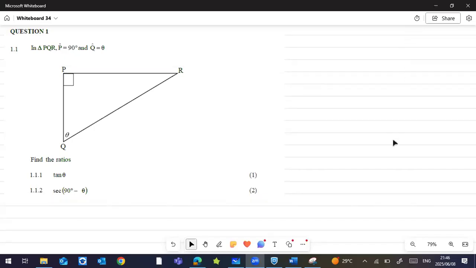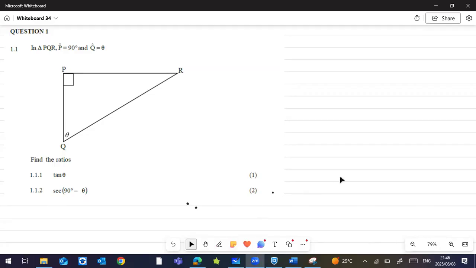All right, grade 10s, let us look at question 1, which is our trigonometry there. In triangle PQR, P equals 90 and Q equals theta. Now, when we look at the given information here, you are given a right angle triangle. From that right angle triangle, what we need to see here now is that our angle P there is equal to 90.